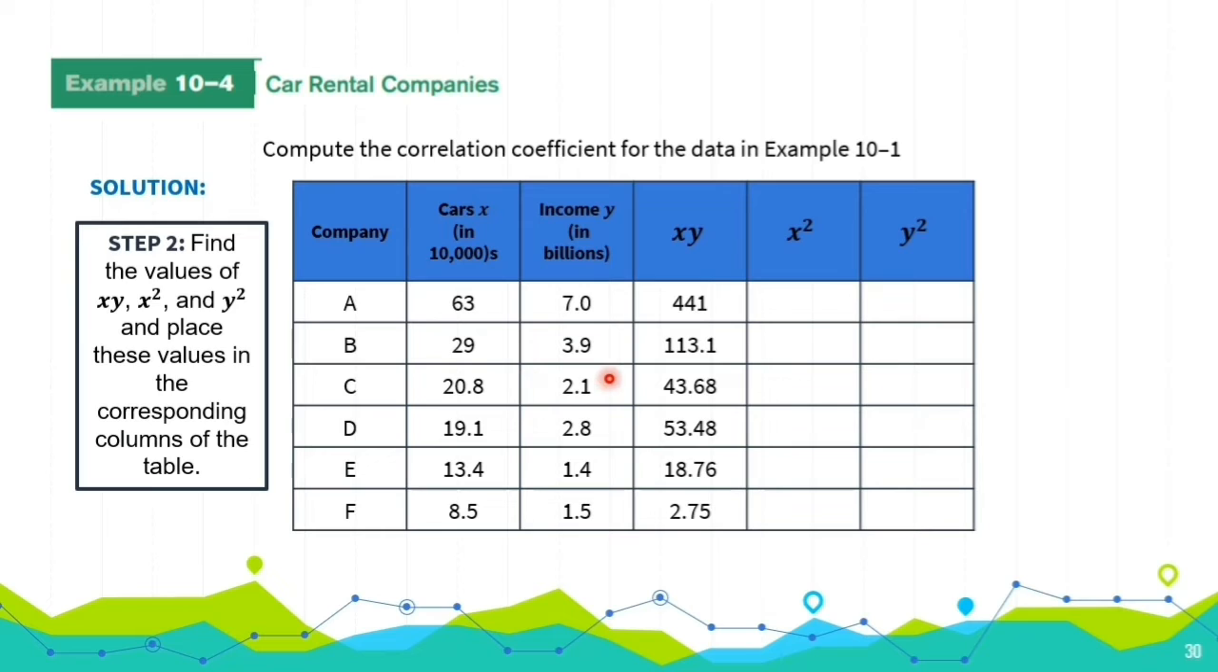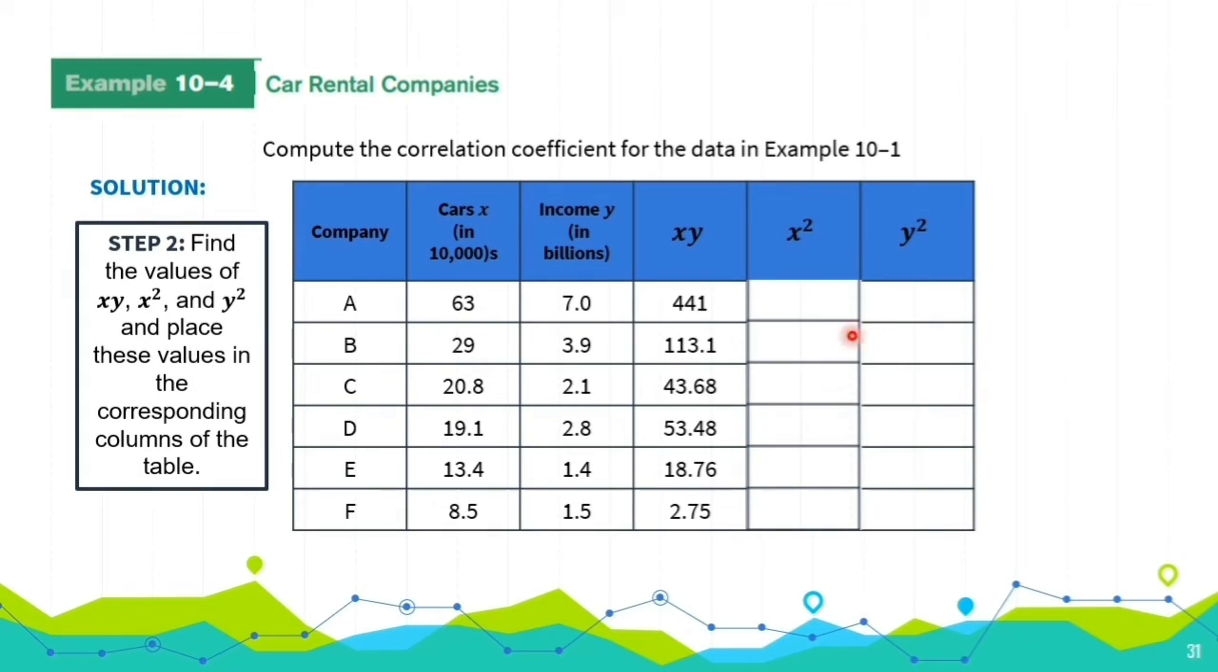20.8 times 2.1 is equal to 43.68. 19.1 times 2.8 is equal to 53.48. 13.4 times 1.4 is equal to 18.76. And for the company F, we have 8.5 times 1.5 is equal to 2.75.